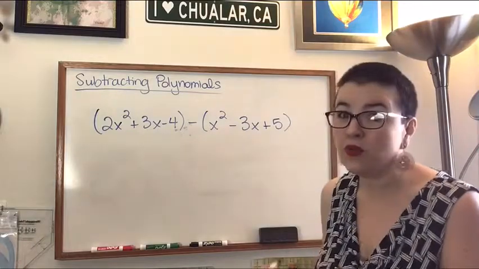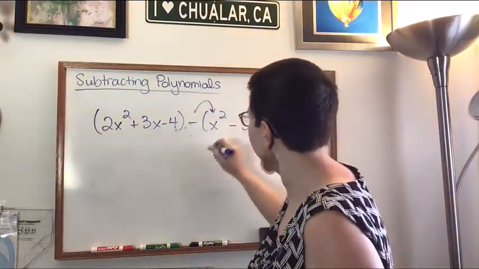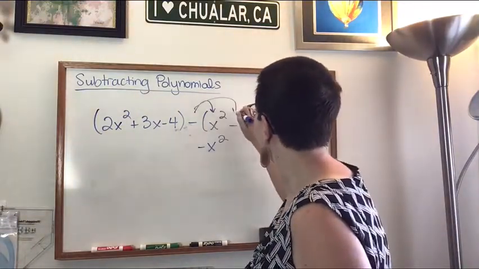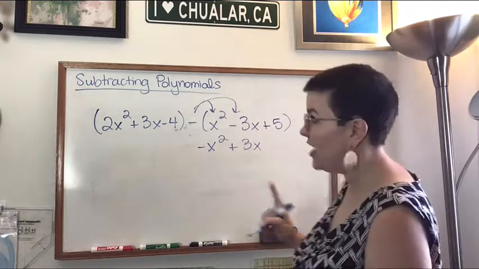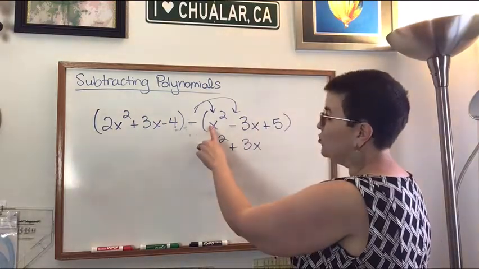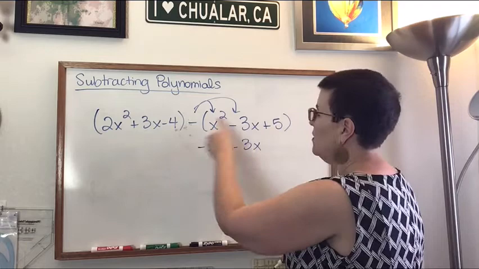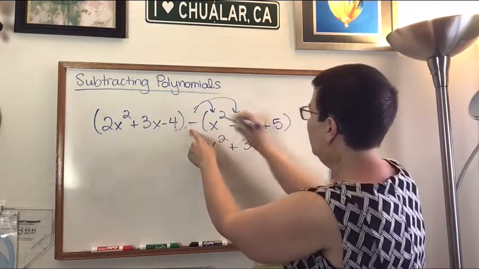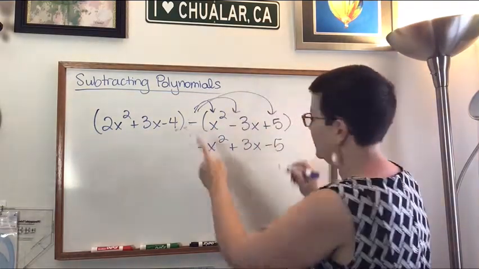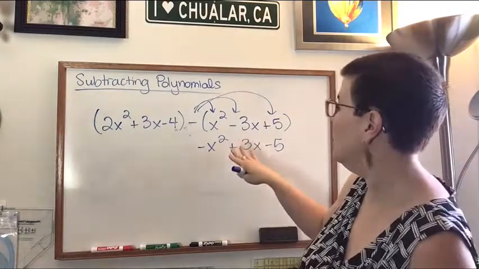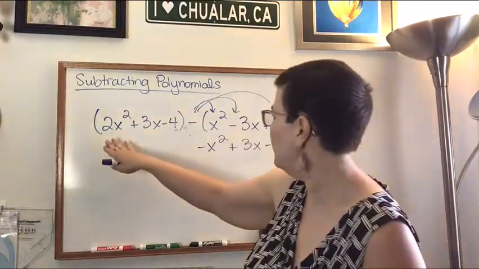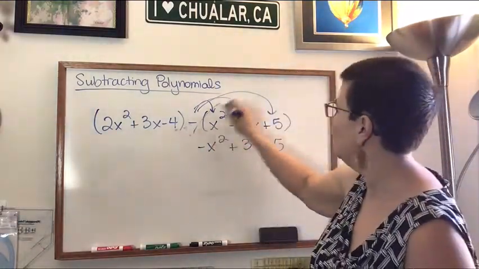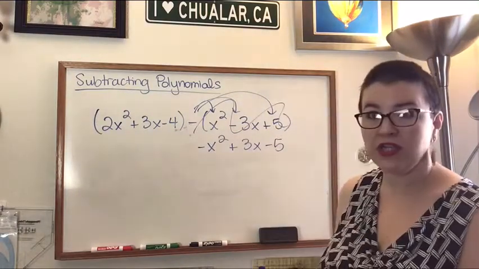What I like to do personally is distribute my sign. That's going to change the sign of everything that follows. This was a plus, so now it's a minus. This was a minus, so now it's a plus. And this was a plus, so now it's a minus. And then what I do is I ignore this, and actually you could even write it down under here right now, but I ignore this because I've already changed the signs.